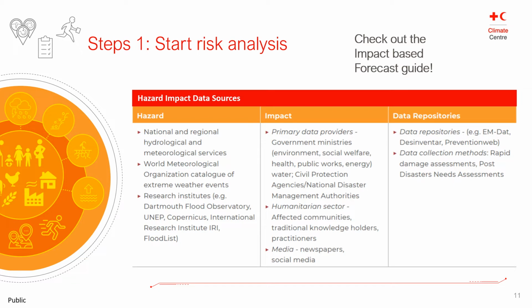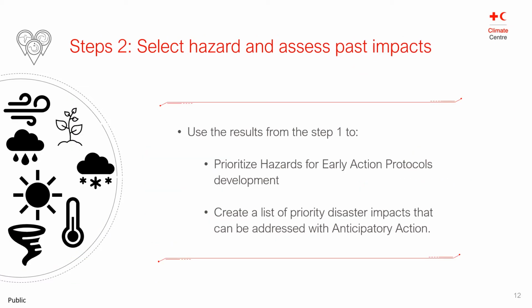So in this case, for a particular type of events, you could consult the MDAT dataset or this inventory. PreventionWeb has a lot of information as well, but most importantly, at national level, there are a lot of data repositories of information that could be very useful. Of course, all this is in addition to the process of talking to key people who can inform these past disaster events.